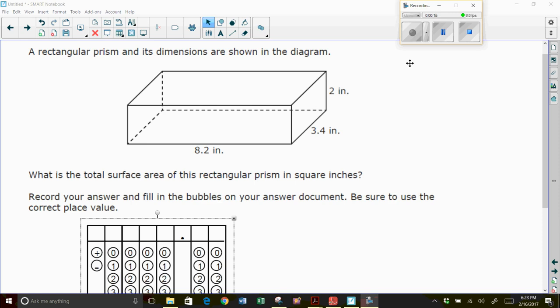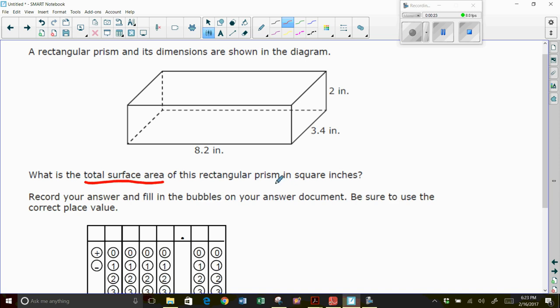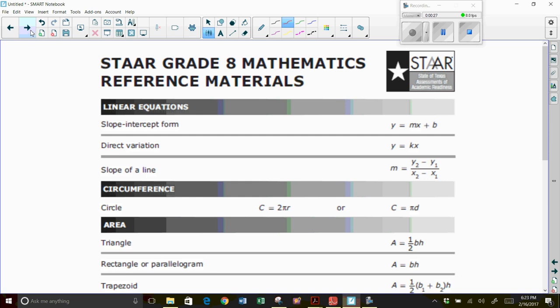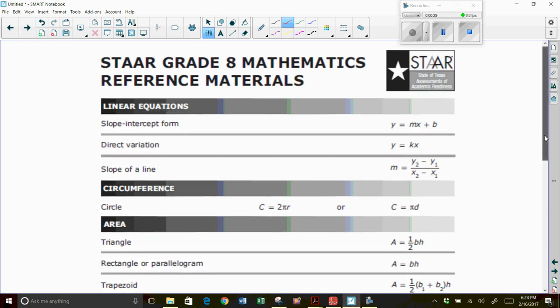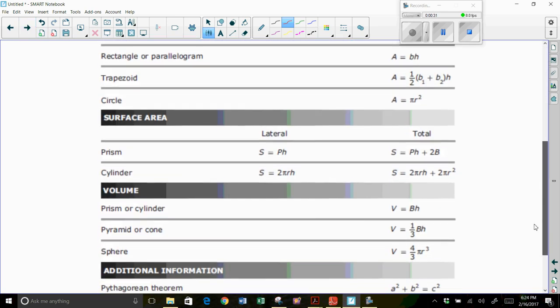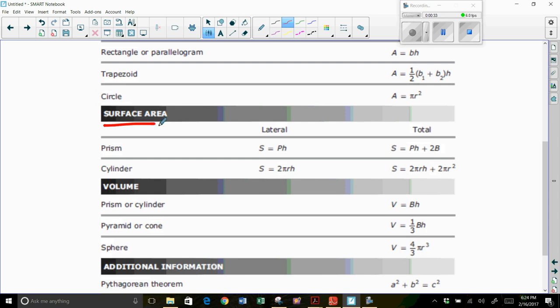First thing we're going to have to do is decide what the formula is going to be. They want us to use the total surface area of this prism. So we'll go to our formula card and look for surface area. Here's surface area, here's my prism, and I have a choice between lateral and total. We want the total surface area. So my formula is going to be S is equal to PH plus 2B.